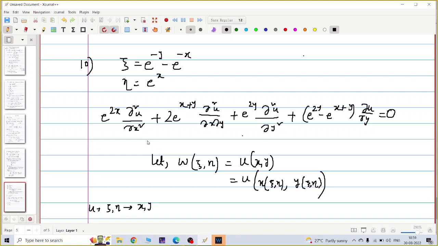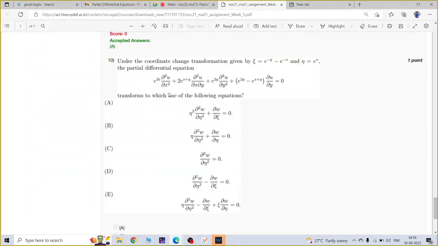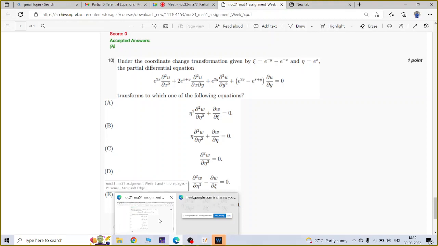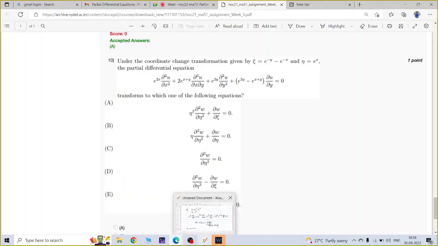Actually, the transformation is given in the question: xi equal to e power minus y minus e power minus x, and eta equal to e power x. Let me show you the question again. Under the coordinate change transformation, xi and eta, the partial differential equation transforms to which one of the following equations? They are not mentioning what w is, but I will calculate everything in terms of u and then replace u by w. w is a function of xi and eta, but u is a function of x and y. w equal to u. So this is the question. Question is clear?